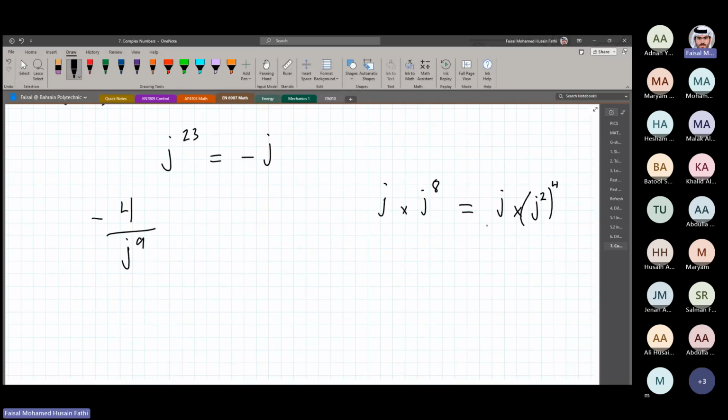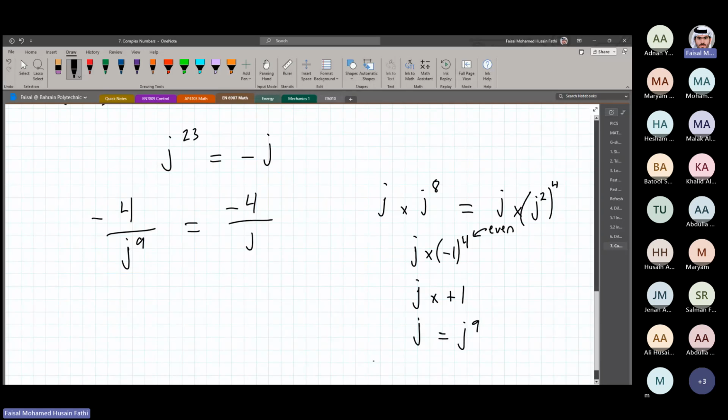If we simplify this more, this is going to be j times minus 1 to the power of 4. 4 is even, so it's going to be j times positive 1. In other words, it's equal to just j. So what did we find out? That minus 4 over j to the power of 9 is simply equal to minus 4 over j. This whole thing, we are just calculating j to the power of 9.